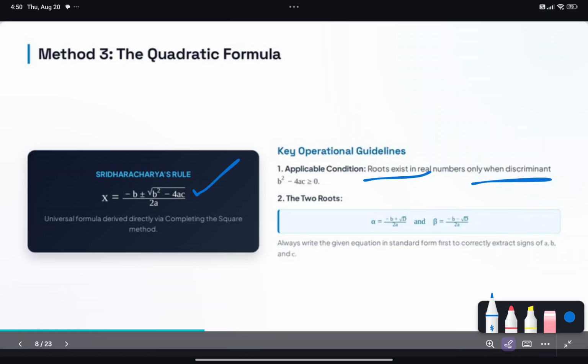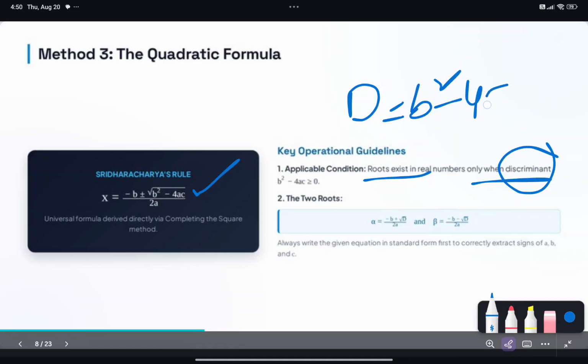Only when the discriminant. There is a formula for the discriminant. What is the discriminant formula? Yes, we denote it with the capital letter D. D is equal to b square minus 4ac. Clear? In a quadratic equation, we know the b value, a value and c value. You substitute each value in this equation, then you will get some value. That value must be greater than or equal to 0. That's the time you can use this formula.